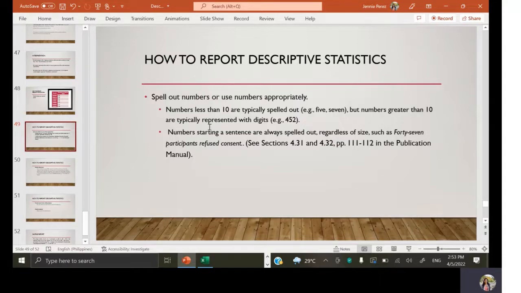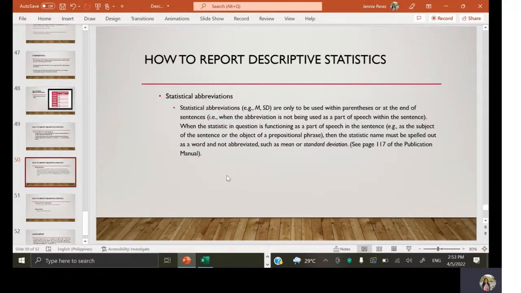Numbers less than 10 are typically spelled out, 5, 7, but numbers greater than 10 are typically represented with digits. Numbers starting a sentence are always spelled out, regardless of size, such as 47 participants refused consent. Okay. Now, abbreviations. For mean, you italicize all the abbreviations. The abbreviation for mean is M, and for standard deviation it is SD.